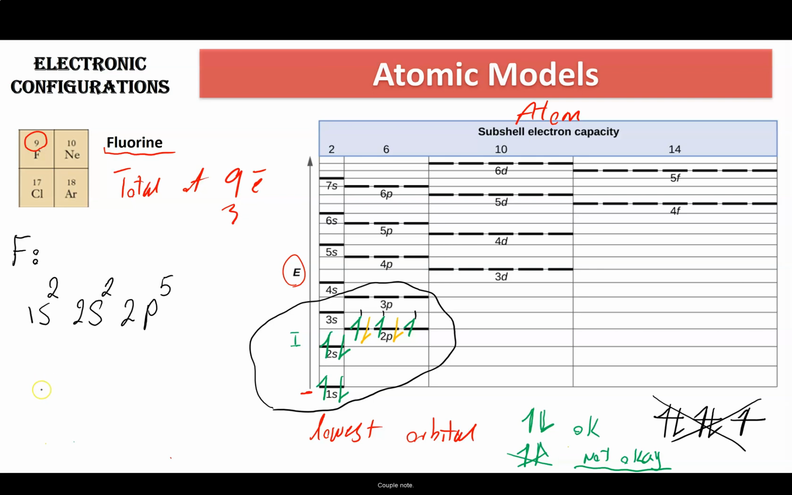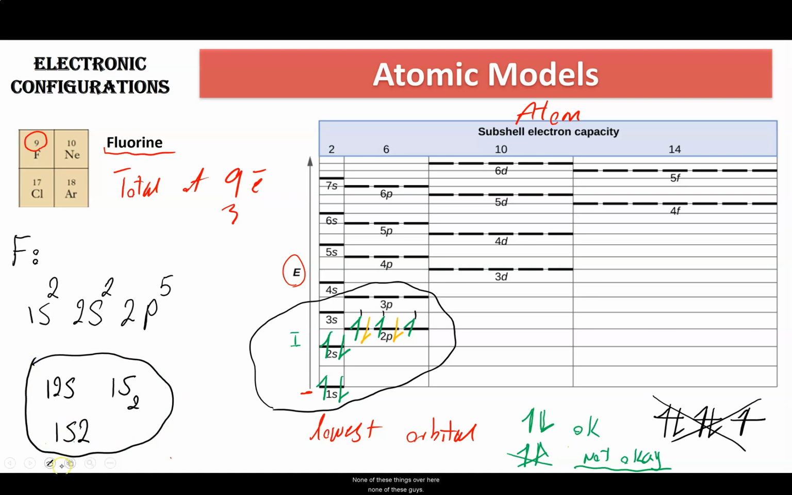So a couple of notes. Please don't write 1, 2s. That's not good. Things like that, and don't do 1s2. None of these guys are good. They're all wrong. The only correct presentation of electronic configuration is this one right here.